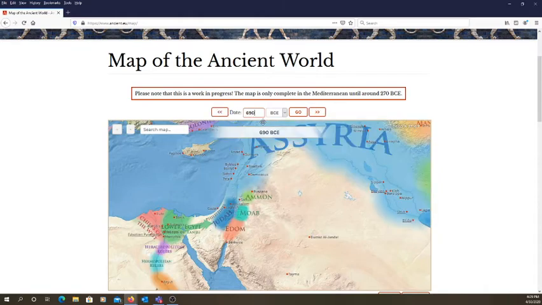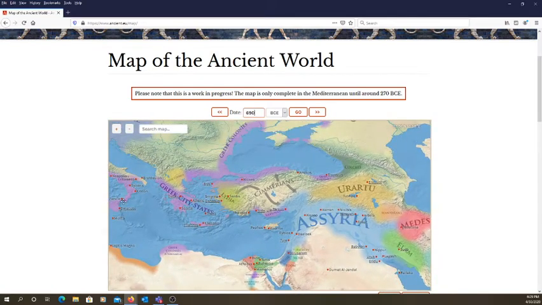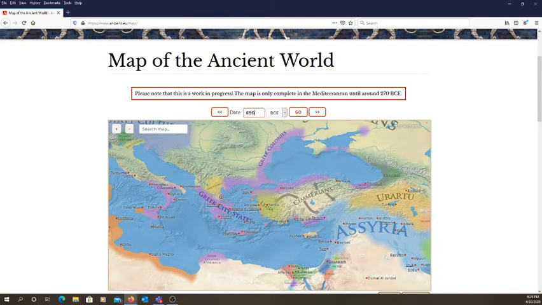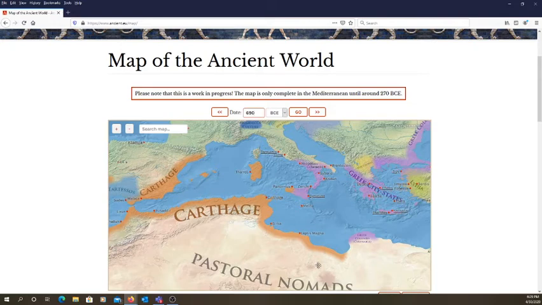Alright. You can see that the Assyrians have full control of the region. The Greeks have started colonizing. They've colonized a good portion of Italy and Sicily. Carthage has sprung up in 690 BC.